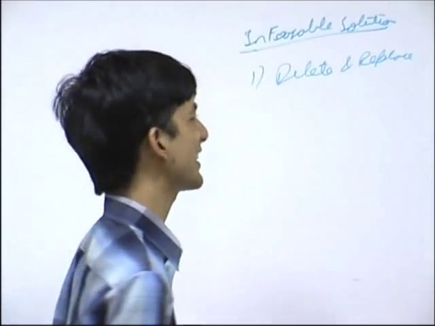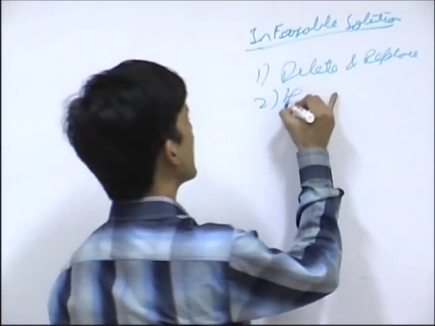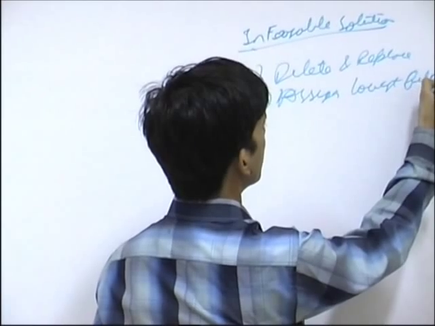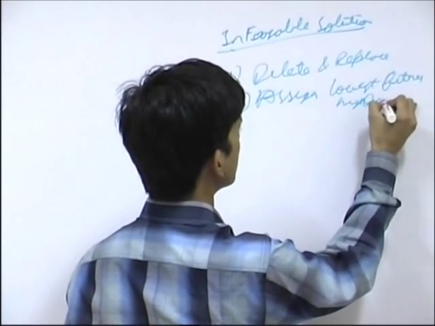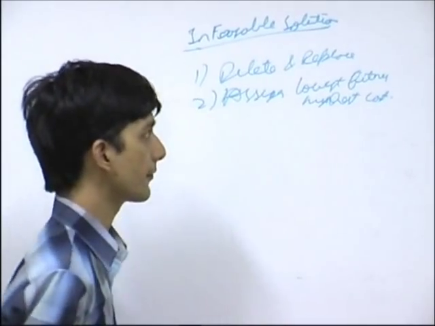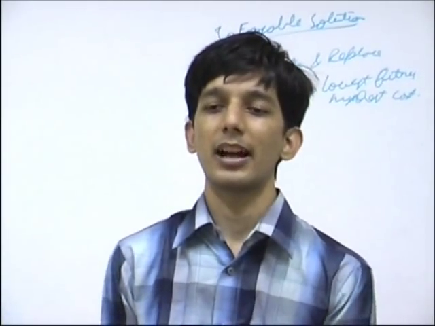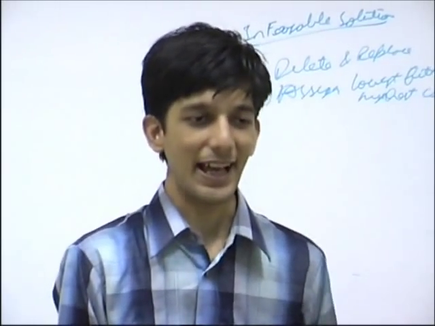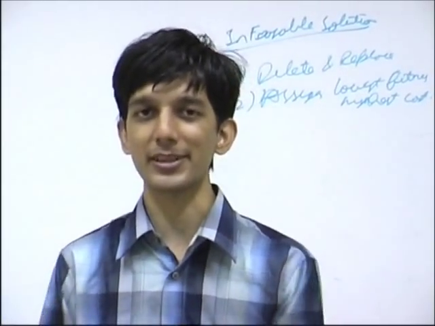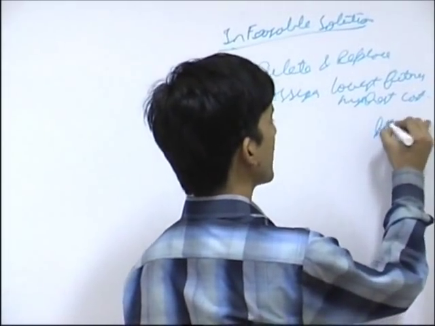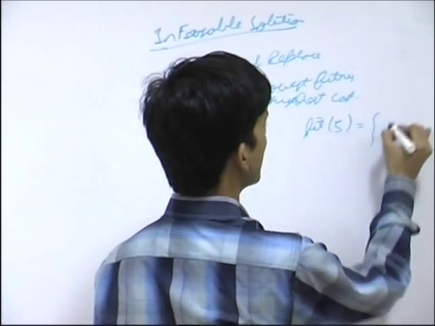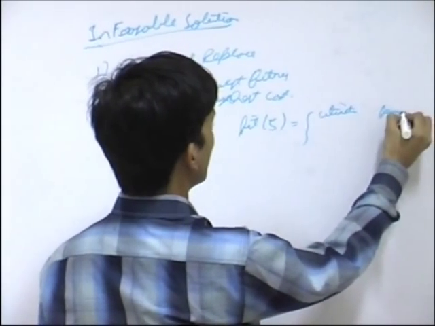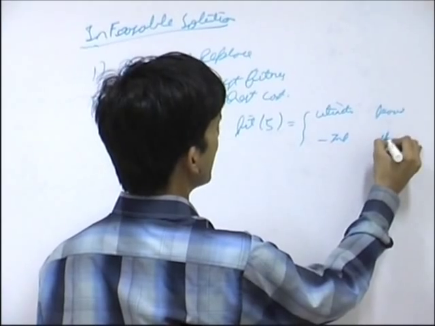But again, the other technique as such, I can simply say: assign the lowest fitness, or the highest cost. Fair enough. I say that minus infinity was the lowest fitness possible that my system could have, and I let this fitness be assigned to that individual. So in this case, my fitness function is nothing but: the fitness of any individual S is equal to its utility if the individual is feasible, and minus infinity if it's infeasible.